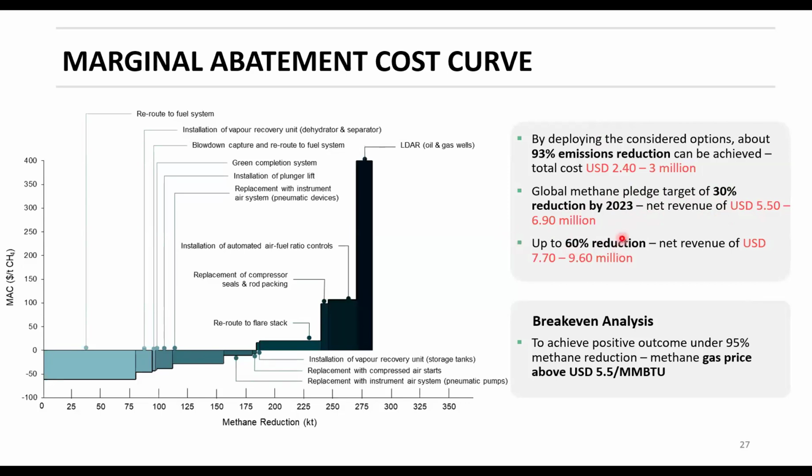And if you want to go up to 60%, then of course the net revenue is probably going further from the emissions here. So 60% is somewhere approximately around this region here. So the net revenue would be approximately within this range here. Yeah, so we also did a break-even analysis here. To achieve a positive outcome under 95% methane reduction, the gas price needs to be at this value. So this will allow almost 95% reduction in methane emissions. But of course, if it's less than this, 95% probably not. You won't be getting a net revenue from there at this stage. So this is just some analysis that we did.